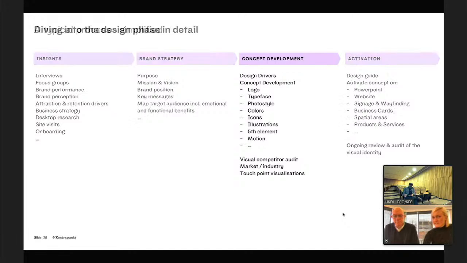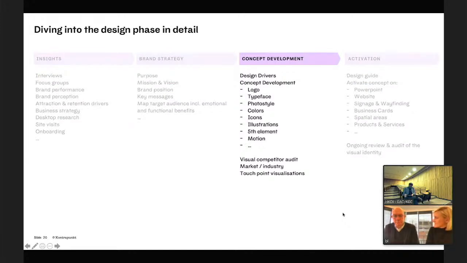But now let's get into the concept development and how we work with design. So we have done some strategy now, and we want to actually see how the brand might look for the future.